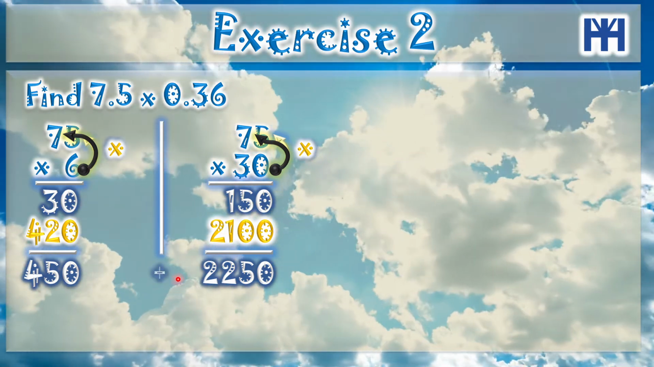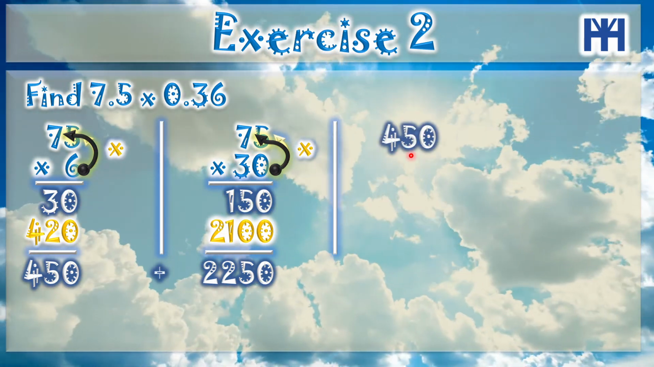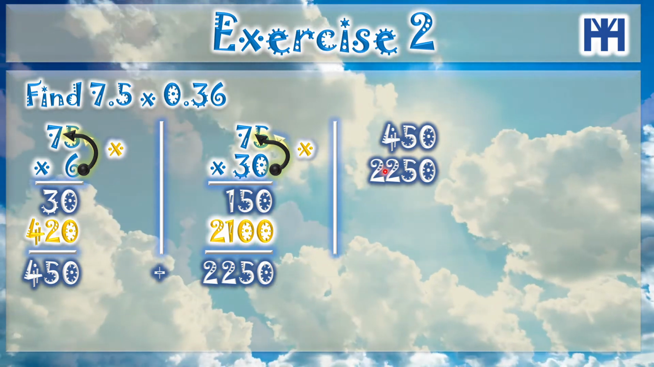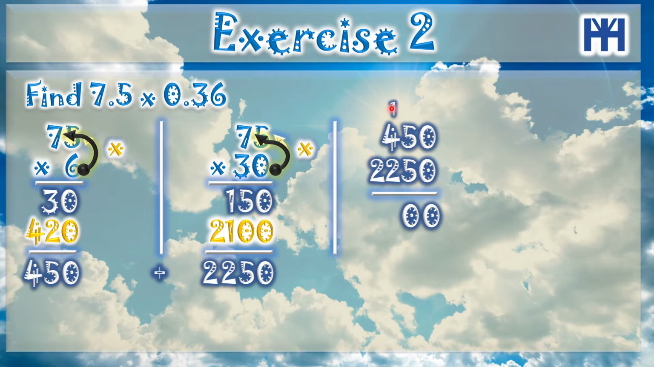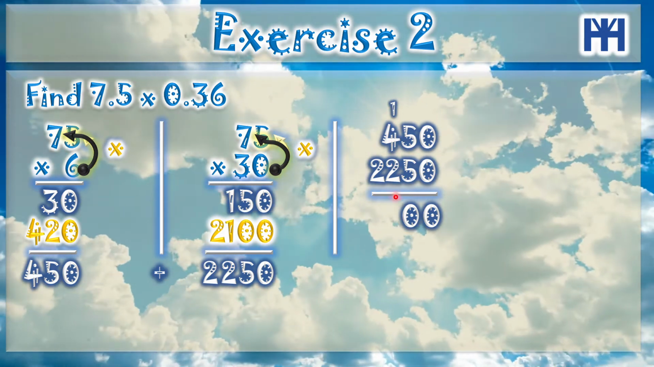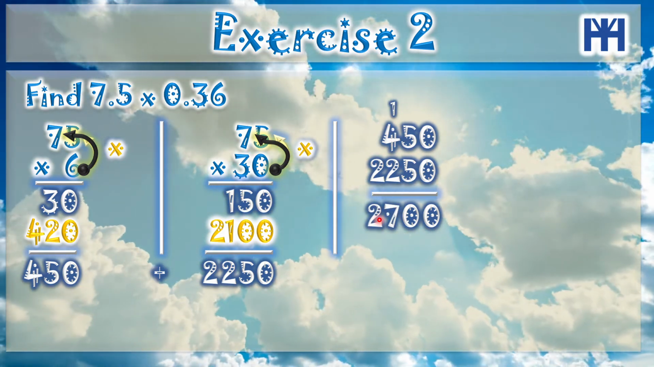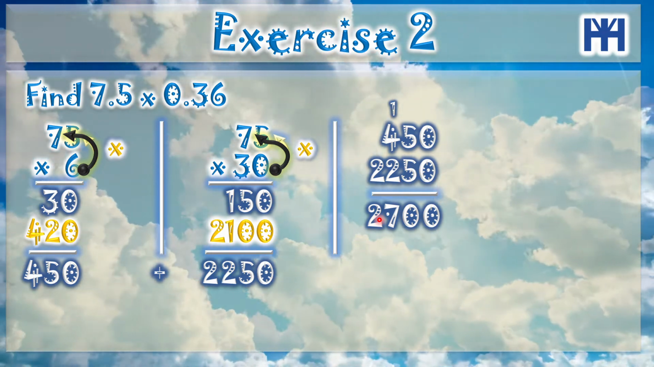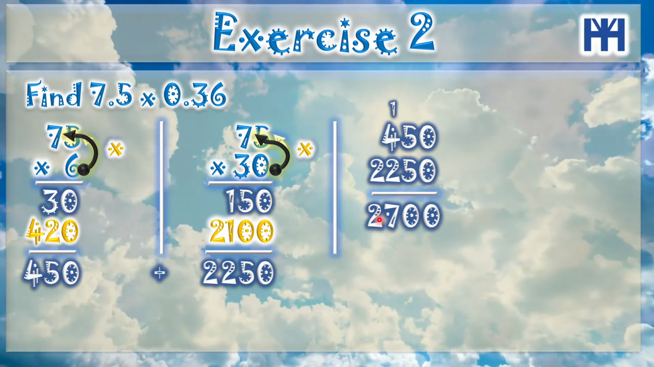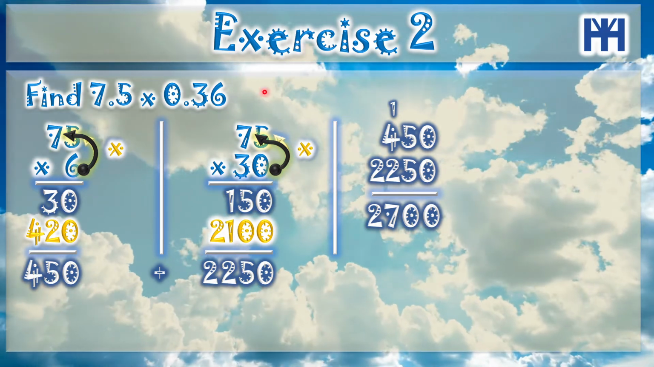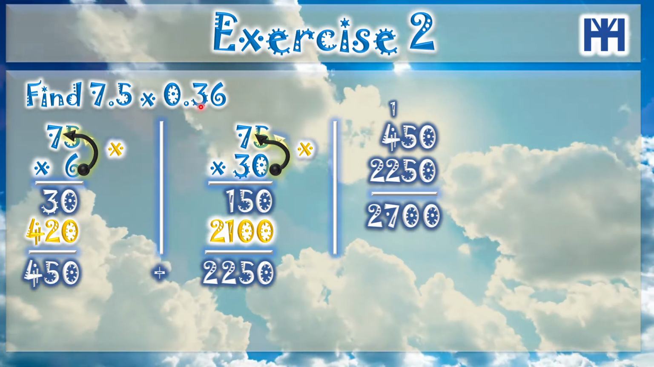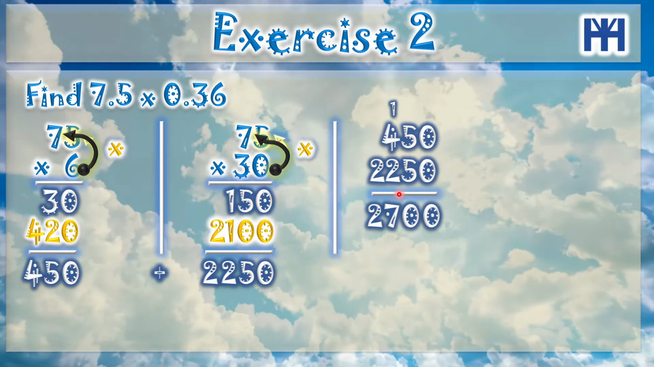Then we'll add these two numbers. 450 plus 2250: 0 and 0, 0; 5 and 5, 10, 0 and 1 here; 1 and 4, 5; and 2, 7; then 2 and nothing, 2. Okay, now we got the number, but this number here is the result of the multiplication of 75 and 36, not 7.5 and 0.36. So what can we do to fix that?